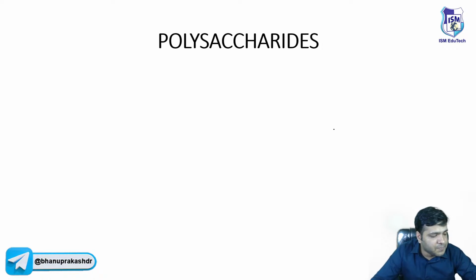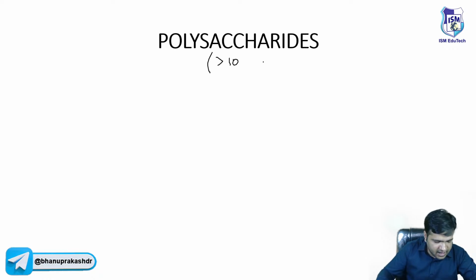Now coming on to the polysaccharides. I want everyone to answer in the chat box. Polysaccharides means sugar units more than what number? Tell me the number, beta. Jaldi se bata do. Yes, it is more than 10. Harsh, it is 10. हाँ, very good. Jainam beta ये 10 है. It is more than 10 sugar units.